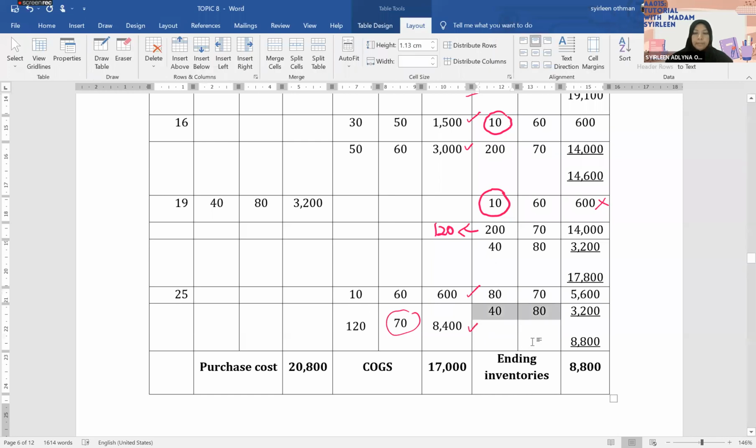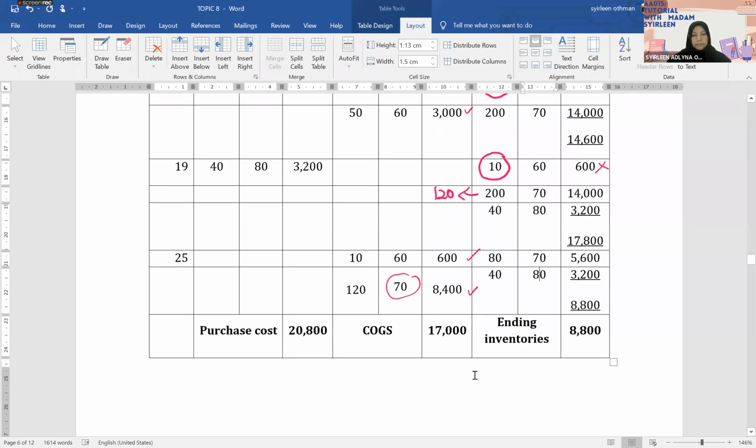Okay, ada apa-apa nak tanya? So far, ada apa-apa nak tanya? Tak ada, eh? Madam. Okay, alright.